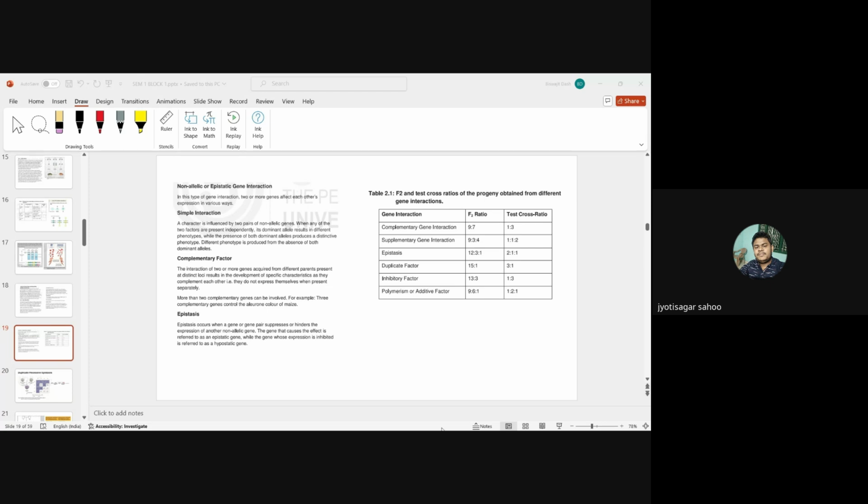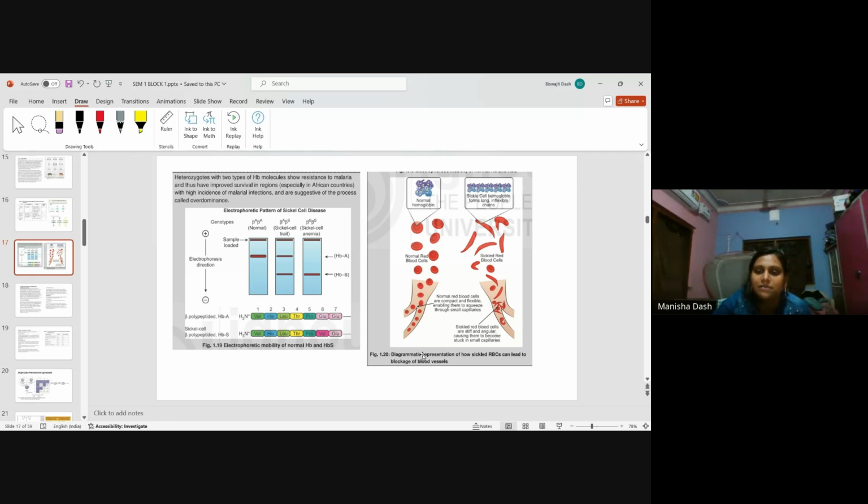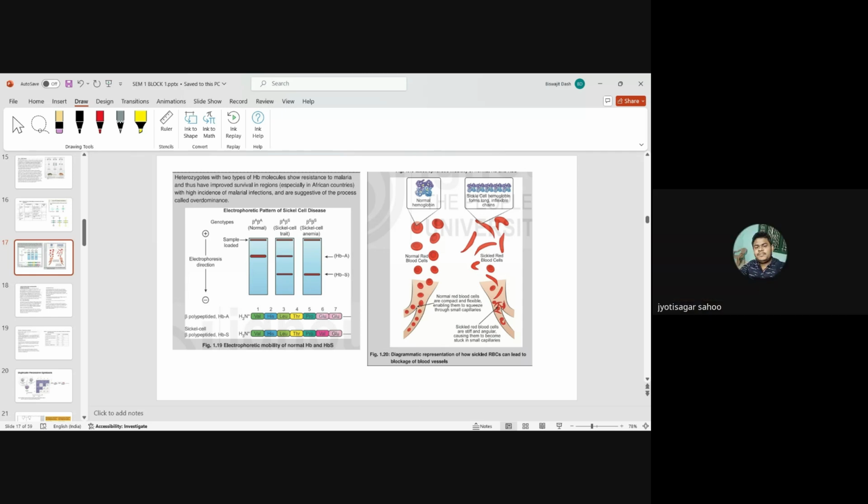Actually, it is very difficult without writing. Explaining the genetics is very difficult. Okay, you can put your question. The electrophoretic pattern, the electrophoresis direction. Would you please explain a little bit about this?